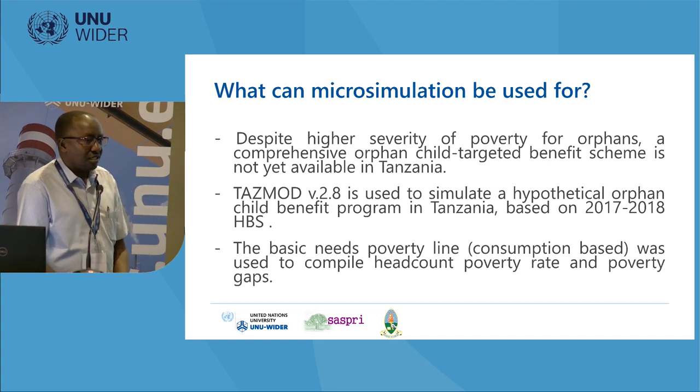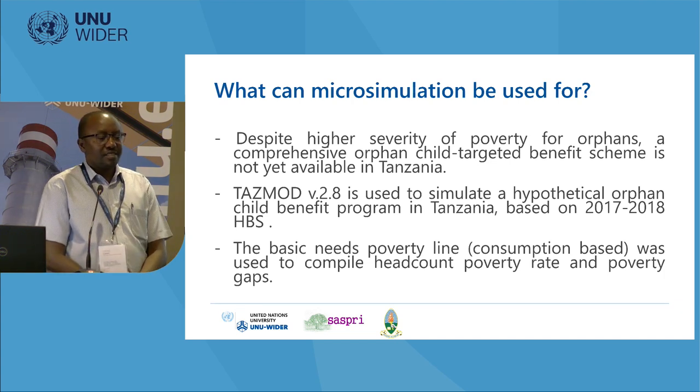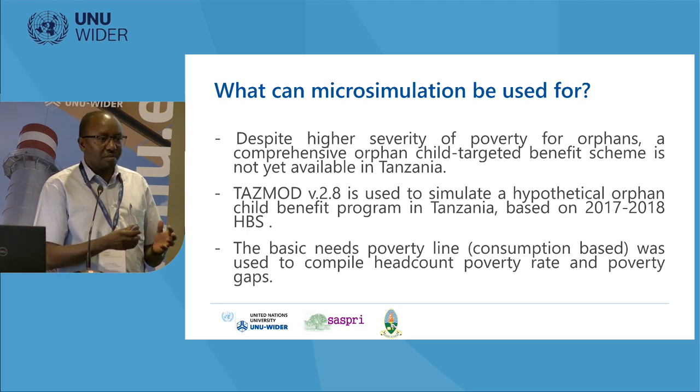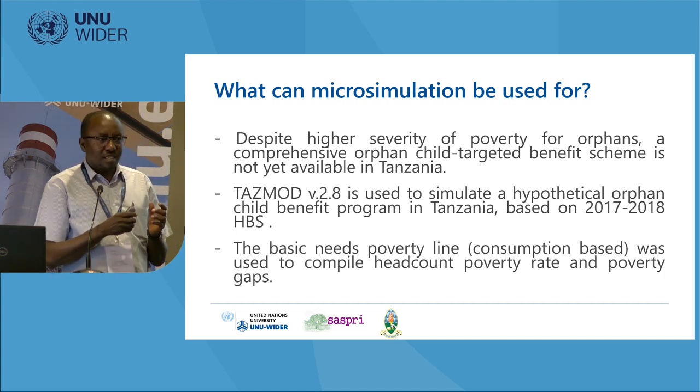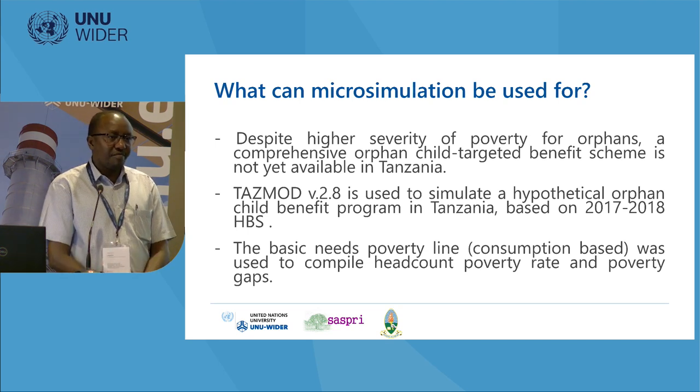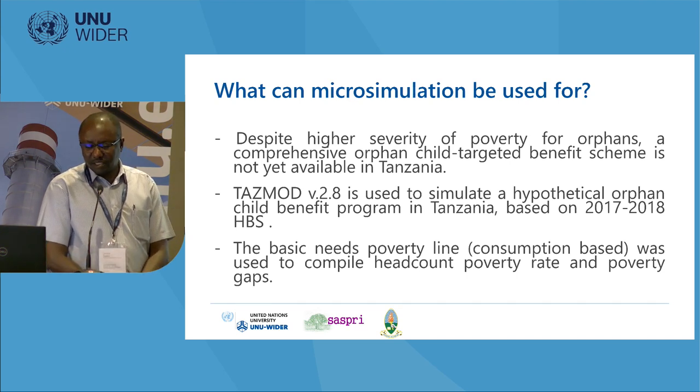So we have used one of the already built tax and benefit microsimulation models for Tanzania, SOUTHMOD, version 2.8, to estimate this particular program to see what will come out. So we have done a hypothetical orphan child benefit scenario, where we base on the latest household budget survey of 2017-18. And here we have used, as in many other places, the basic needs poverty line that is based on consumption to compute the poverty rates, or headcount poverty rates, and the poverty gaps.